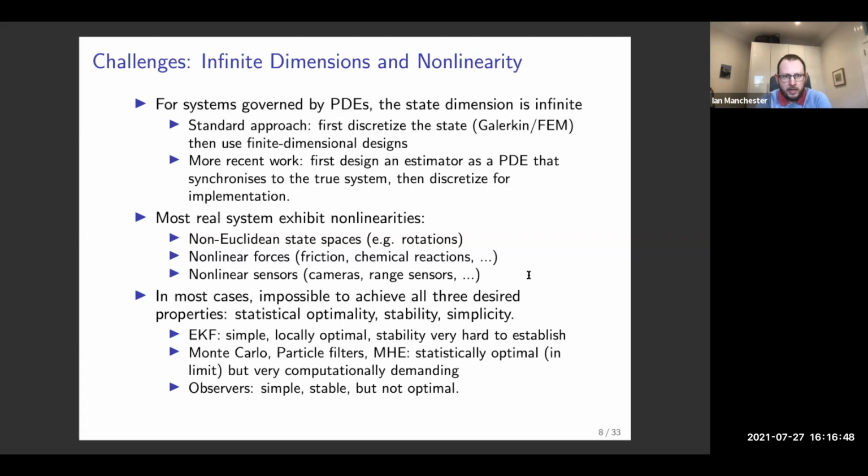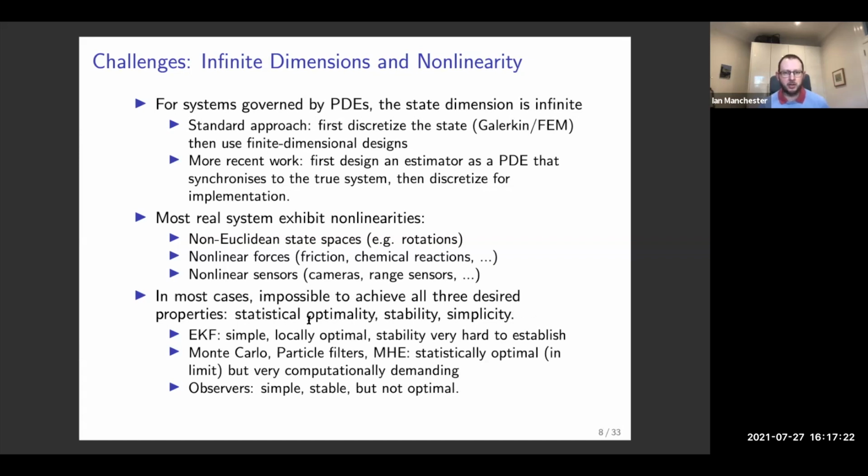And I guess as I was saying before, in these cases, it's generally impossible, unfortunately, to achieve all three of those properties that we would like: statistical optimality, stability, and simplicity of the algorithm. And most methods, I would argue, pick one or maybe two of these to focus on trying to maintain. So the EKF, the extended Kalman filter, is the simplest approach. It really focuses on maintaining simplicity, I guess.